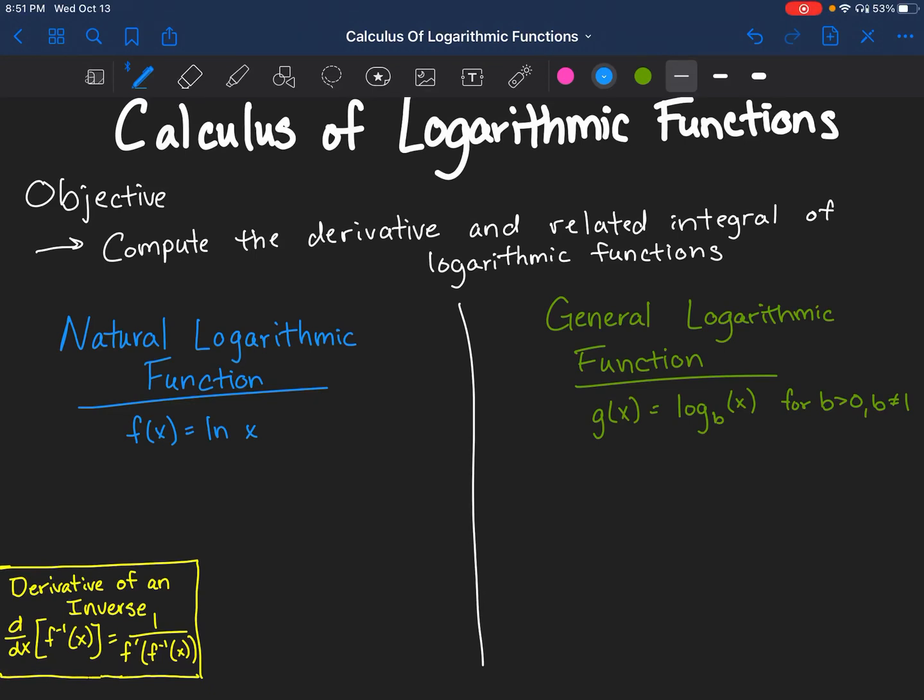So in this video, I'm going to talk about the calculus of logarithmic functions. Specifically, we're going to talk about how to take the derivative of any logarithmic function, and we're going to talk about the related integral of that answer.